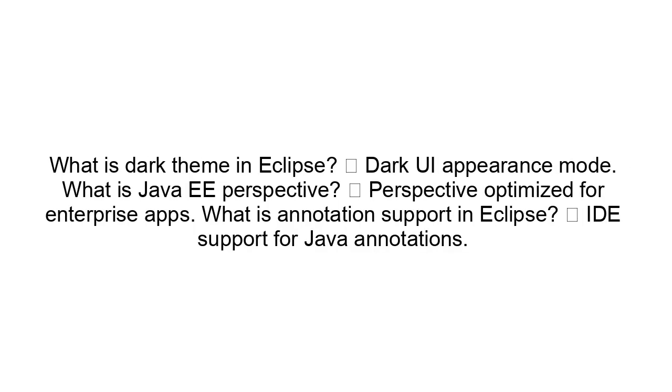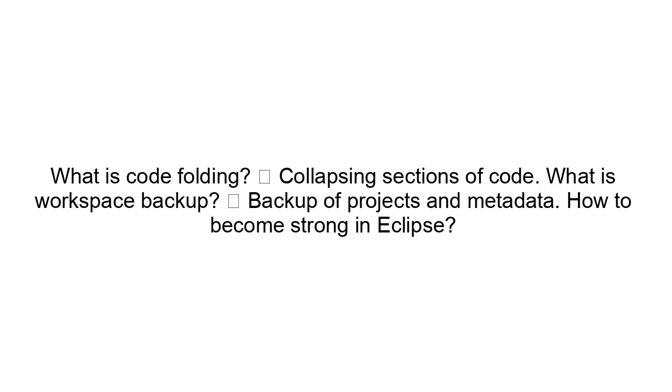What is dark theme in Eclipse? Dark UI appearance mode. What is Java EE perspective? Perspective optimized for enterprise apps. What is annotation support in Eclipse? IDE support for Java annotations. What is code folding? Collapsing sections of code. What is workspace backup? Backup of projects and metadata.